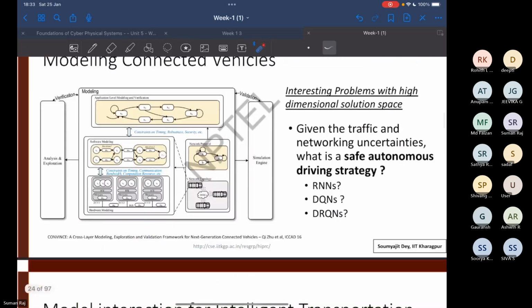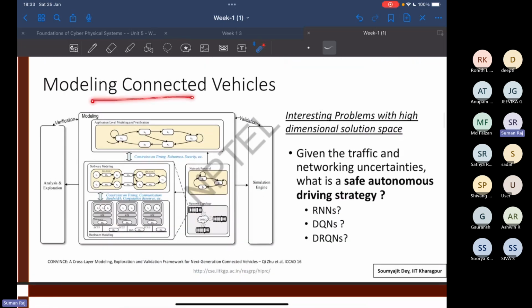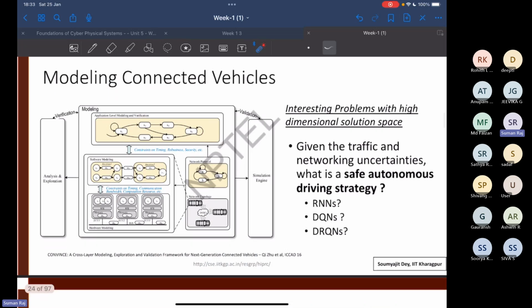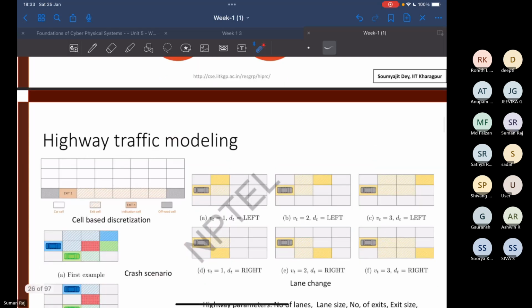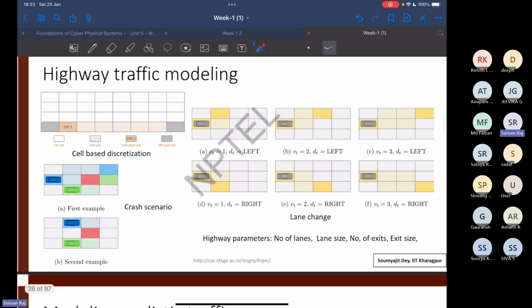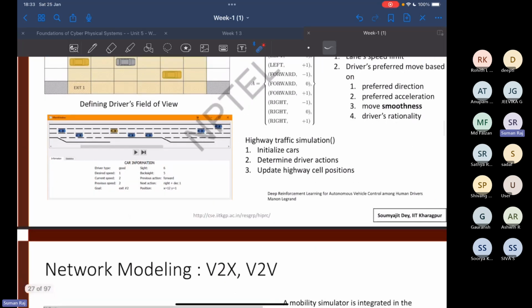All right, so again, modeling is very important. You need to model your entities basically. So for intelligent transportation, it is mostly network modeling, because networking is important. And then you need to have the systems model, that is the autonomous vehicle model, which is the onboard intelligence. So you need to have the computes also modeled. And then there is this highway traffic modeling. So this is basically learning from your data and trying to predict the traffic. Okay, these are fine. I think you can go through these.